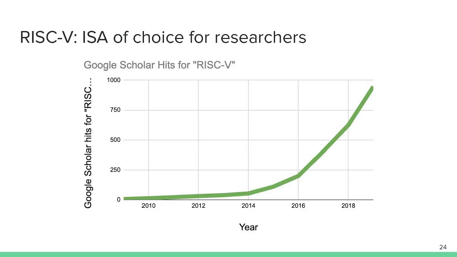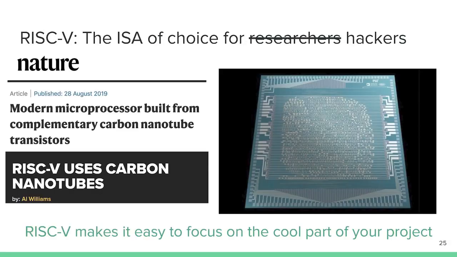So researchers are really starting to leverage RISC-V to get their research done. One example, which is kind of a hacker thing: a team at MIT built an actual carbon nanotube microprocessor. This is the first time this has been done. In the past, people made a gate or maybe a few gates together, but they actually made a working CPU. And it's actually RISC-V, which is so cool. It's half RISC-V because it's only 16 bits instead of 32 bits. But the point is that because of RISC-V, we can really focus on the cool part of your project.